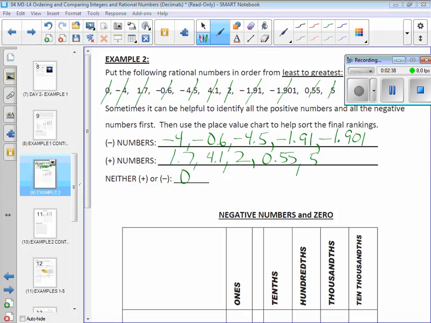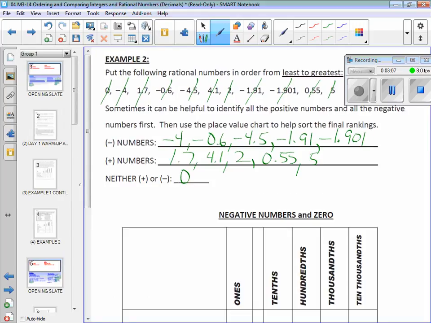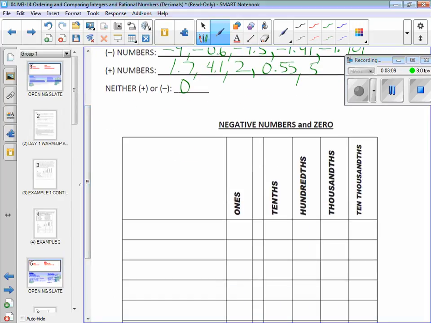Should be 11 numbers, right? 1, 2, 3, 4, 5, 6, 7, 8, 9, 10, 11. Good so far? Any issues of what I just did? I'm going to take care, in the place value chart, all of the negatives and my 0 and put them in the chart in the same order in which they appear. So my first number is -4. I'm going to put on the chart -4. Just like that.